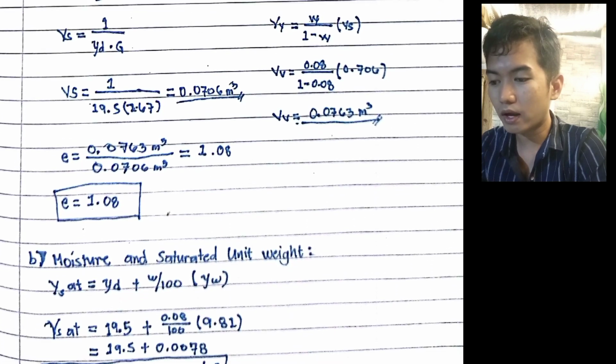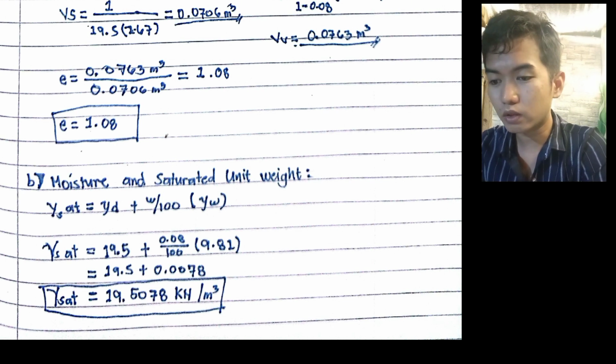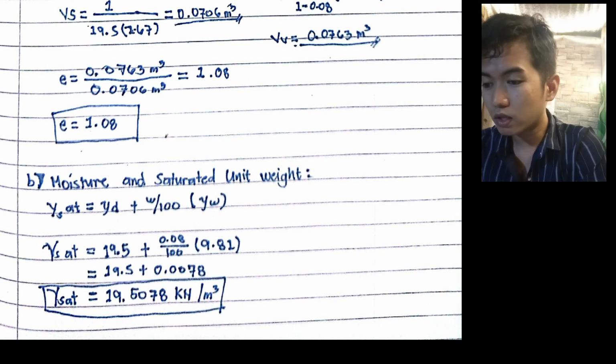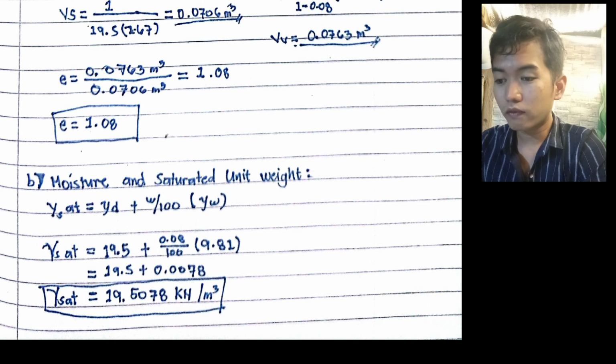In part B, we are tasked to find the moist and saturated unit weight. The moisture content w is already given as 8%. To find the saturated unit weight, gamma_sat, you can use the formula gamma_sat = gamma_d plus w over 100 times gamma_w, where gamma_d is the dry unit weight, which is 19.5 kilonewton per meter cube, w is the moisture content, which is 8% or 0.08, and gamma_w is the unit weight of water, which is approximately 9.81 kilonewton per meter cube. You should know it is a constant.